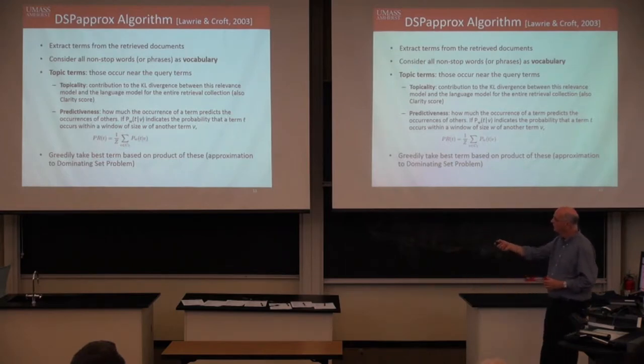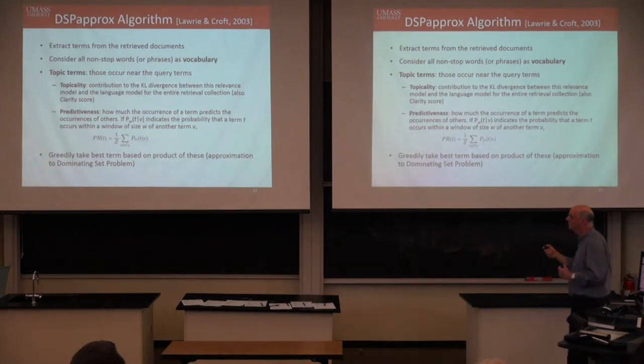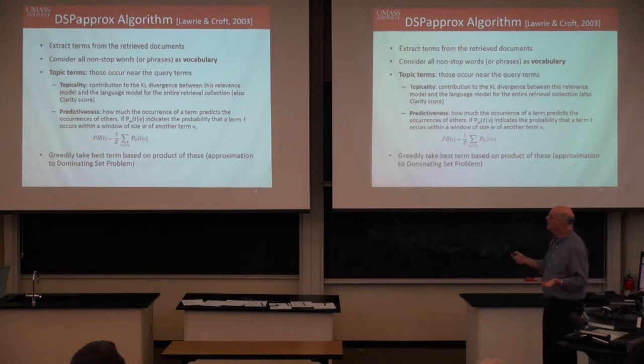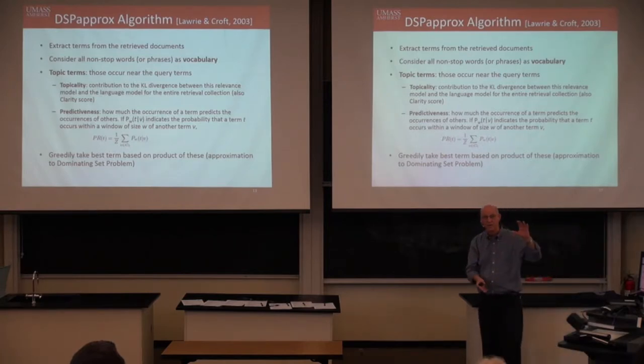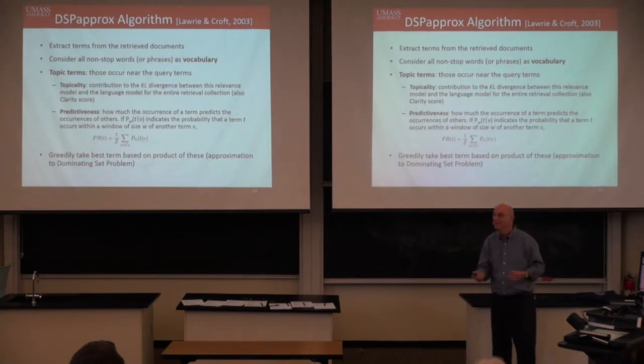And we look at two measures, topicality and predictiveness. And topicality is the contribution to the Kullback-Leibler divergence between the relevance model for top rank. The relevance model is essentially just a language model constructed from the top retrieved documents for a query. There's a bit more detail to it than that, but it's your estimate of what the language model would be for the query.